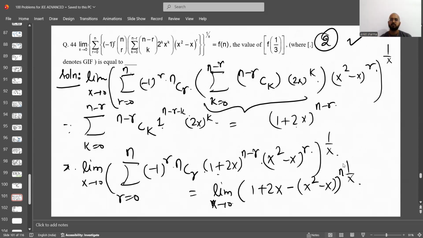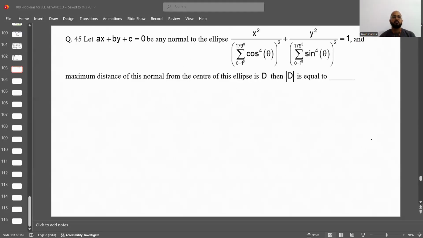Moving to the next one. So we have the other one, and it's given that ax plus by plus c is equal to 0 be any normal to this ellipse. Then we want the maximum distance of this normal from the center of this ellipse. Okay, no problem. So suppose this is some random ellipse.